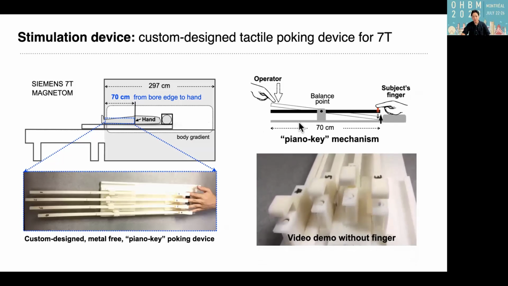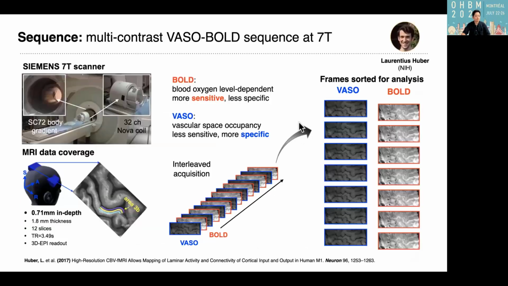So we use the multi-contrast VASO-BOLD sequence, which is similar to the one published in Renzo's paper. The spatial resolution in depth is 0.71 millimeter, and the slice thickness is 1.8 millimeter. The slice is perpendicular to the front bank of the postcentral gyrus. A total of 12 slices were recorded, and the effective TR is 3.49 seconds.